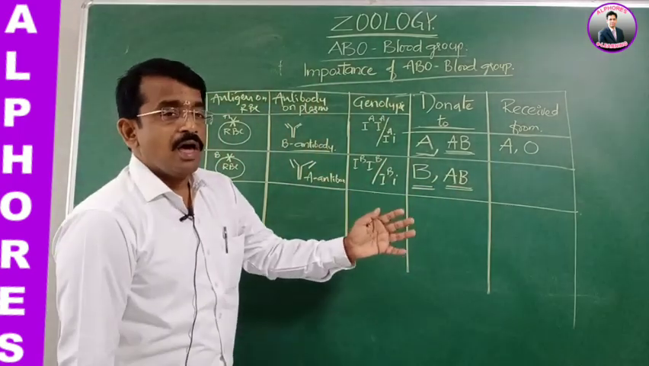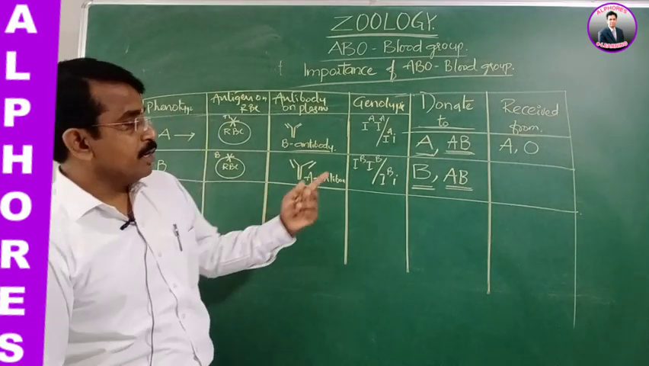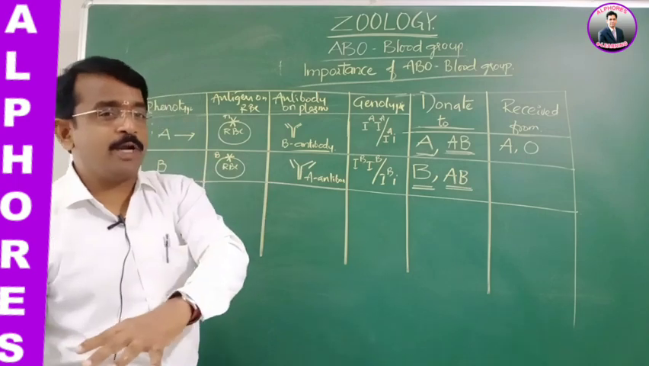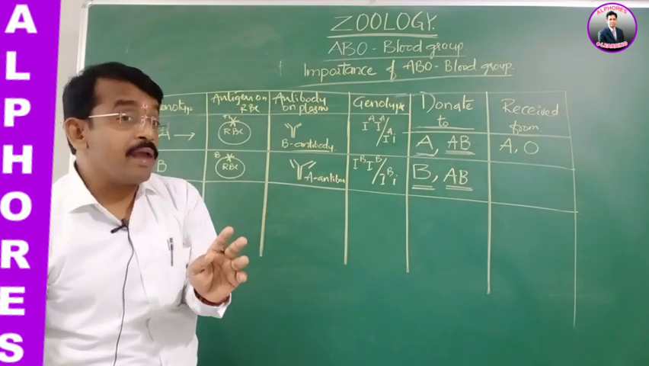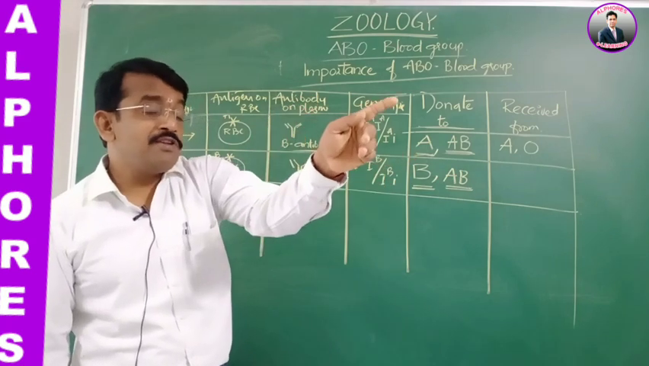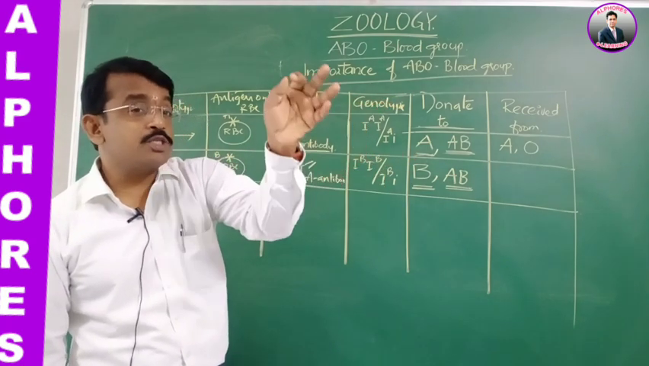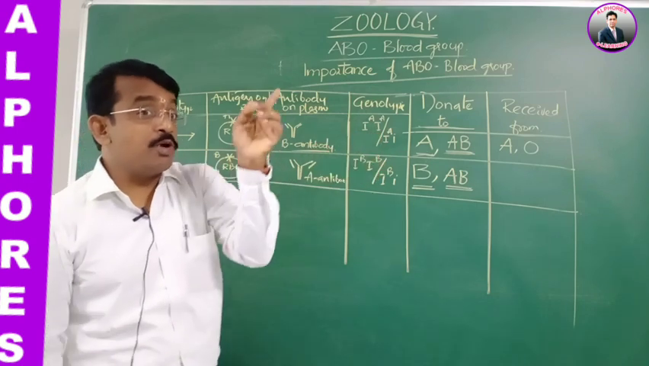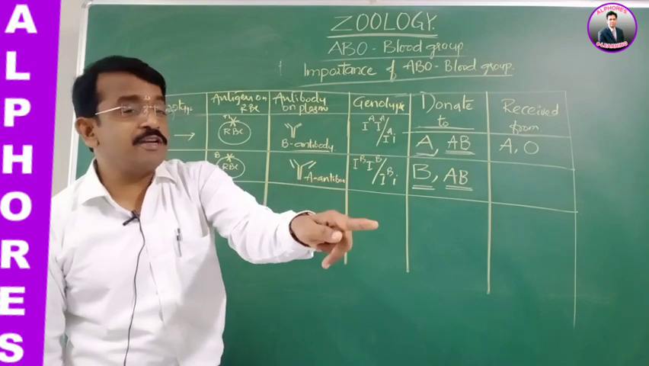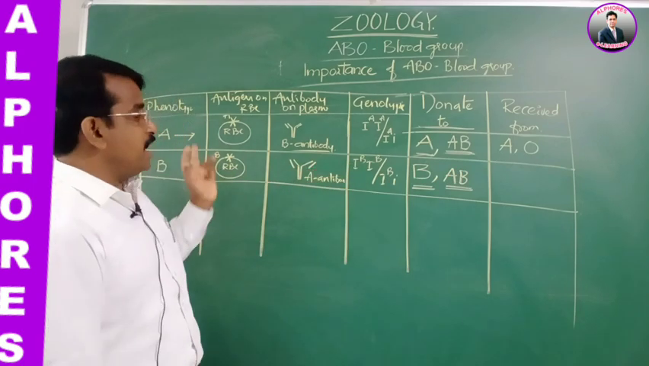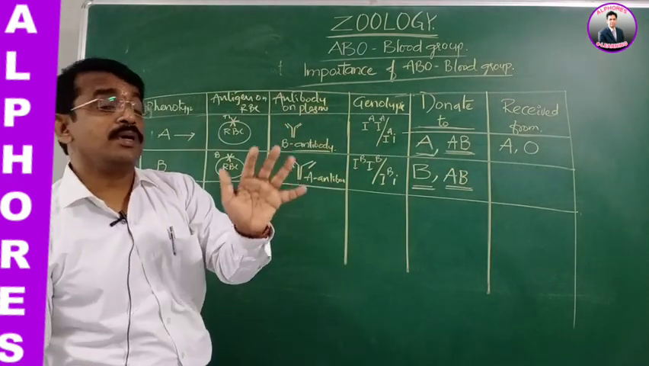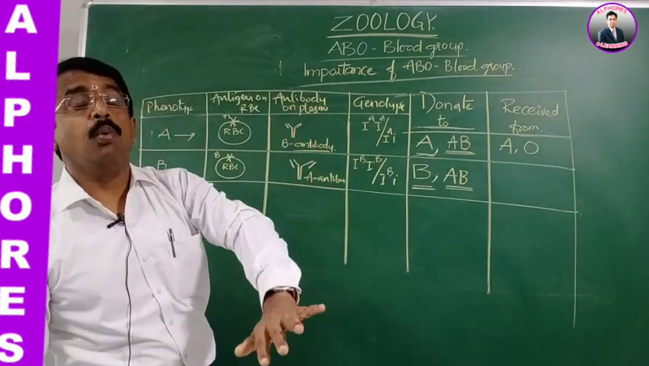In the same way, it can donate to B and AB, so it should not donate to A and O. Why? If B is donated to A, A generates the B antibody, so it leads to clumping. If it is donated to O, O generates the B antibodies, so danger. So B is to donate to B and AB, do not donate to A and O.